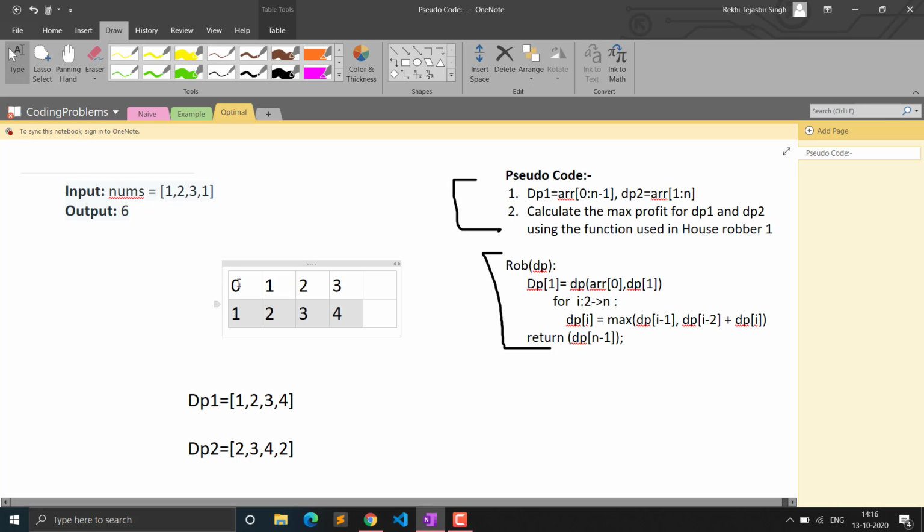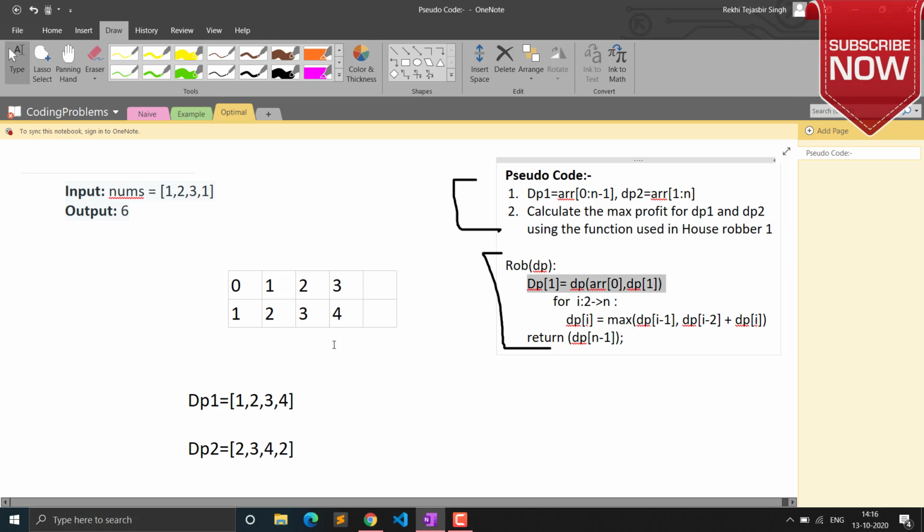So first, our first index is initialized as it is because we are using the original array only. Now for the second index, it will be the maximum of the first and the second, as I told you. Maximum of 1 and 2 will be 2 only. So we'll have 2 only. You can see we are initializing this array.